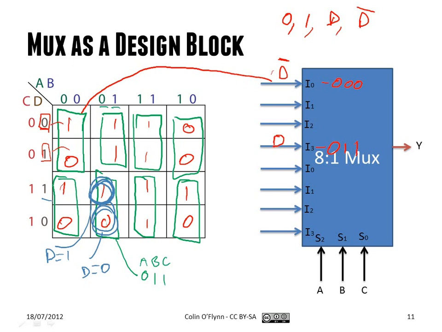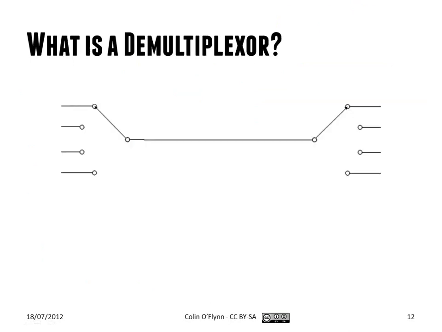For other groups, it might be like this, 1, 0, 0, which is here, I4. The output's just always 0, so we just put a 0 there. And so forth. So using that, we can use an 8-to-1 mux for a 4-input variable function. And again, this is really just a direct, easy way to implement them.